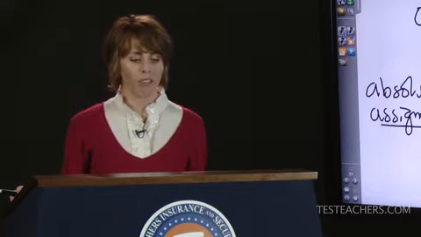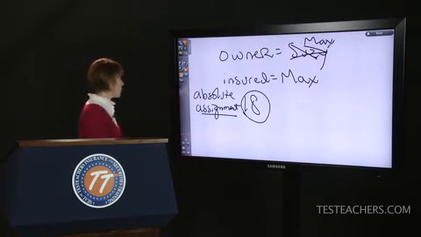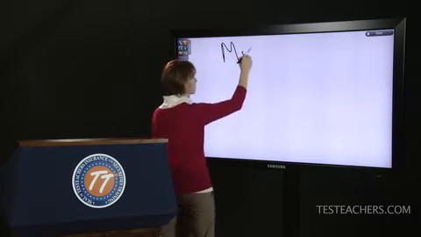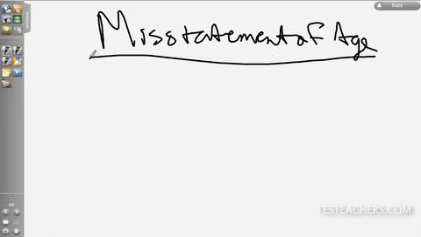Insurance policies have misstatement of age and misstatement of gender clauses. So misstatement of age is always on the test. If an insured lies about their age, they generally say that they're younger than they really are. Usually we don't lie and say we're older than we are unless we're trying to buy beer. And that's the only time I've ever lied about my age. So when we lie, we say we're younger.